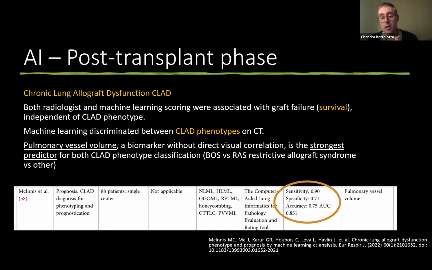Because as a matter of fact, biomarkers like pulmonary vessel volume, which cannot be effectively evaluated by the radiologist because it's a quantitative measure which is complex to achieve only by the eye, is a strong predictor of CLAD phenotype. So in this setting, the AI is effective and is more effective than the human eye.